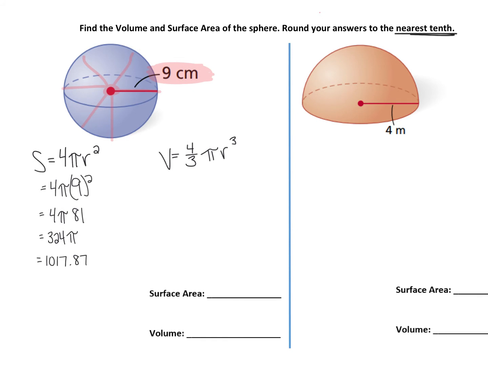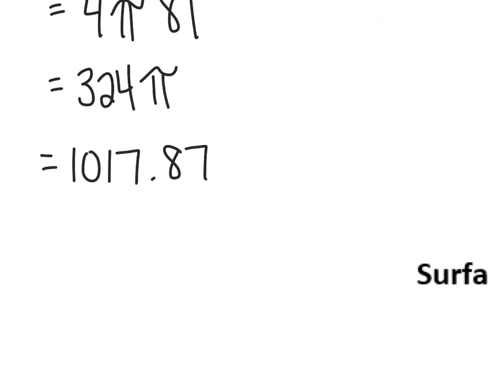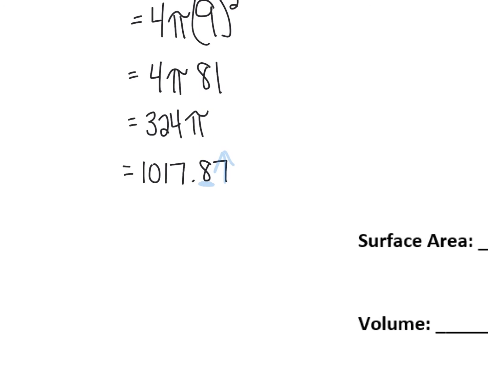I like to go one space past. I know my tenth is this 8 place, and then I look at the 7. 7 tells me to bump it up because it is 5 or bigger. So when I write this one, I'm going to keep all of my first numbers the same, and then my underlined number is going to be bumped up. And in this case, remember, it's surface area, so my units are going to be squared, and my unit is centimeters.